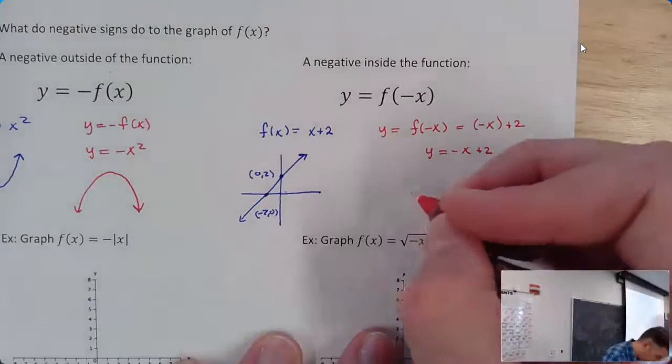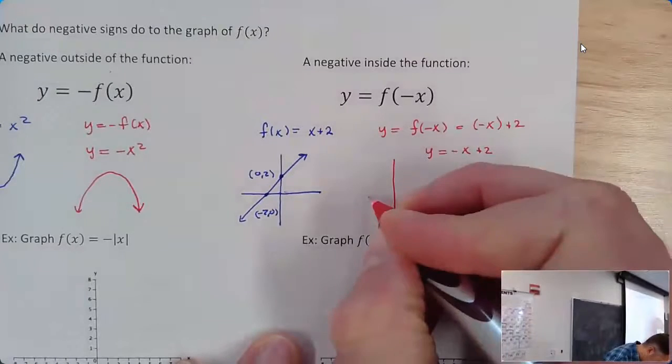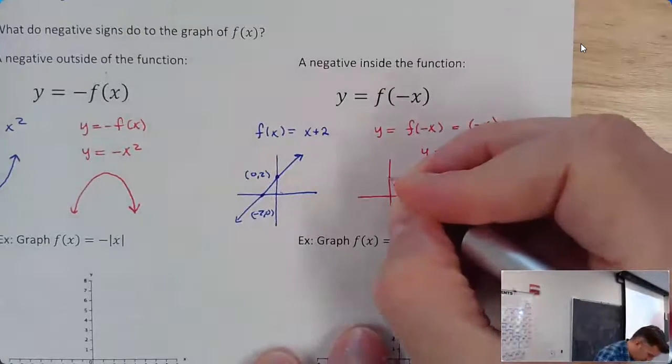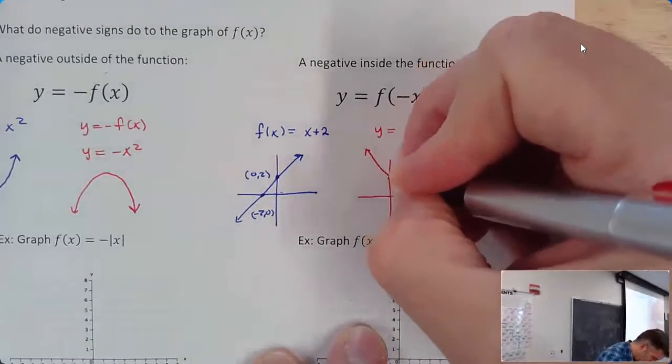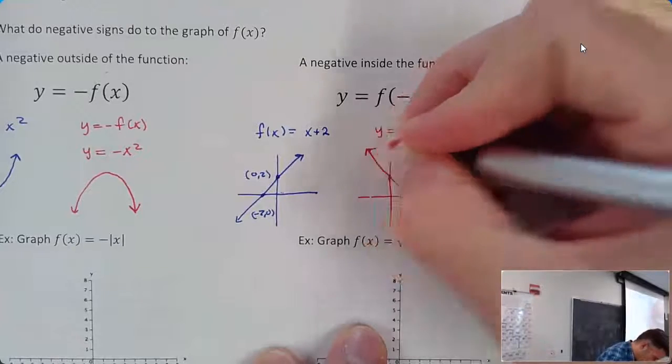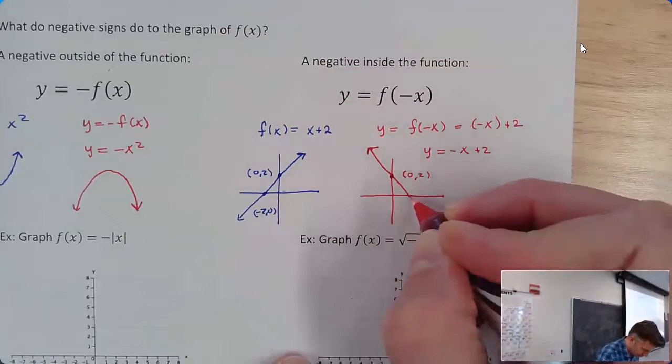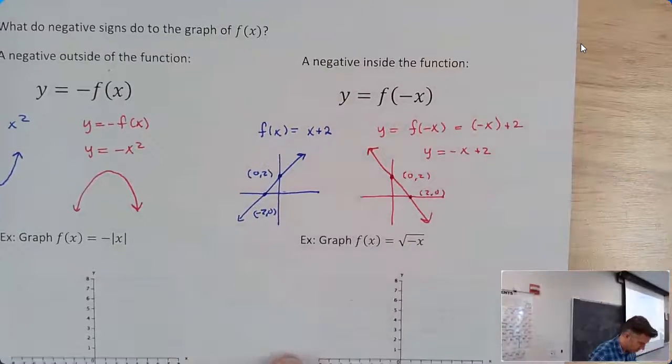So it's going to look like I reflected it in the y-axis, so that now it's going down from left to right. Like that. Sorry, that one doesn't look super great, but hopefully you get the idea there.